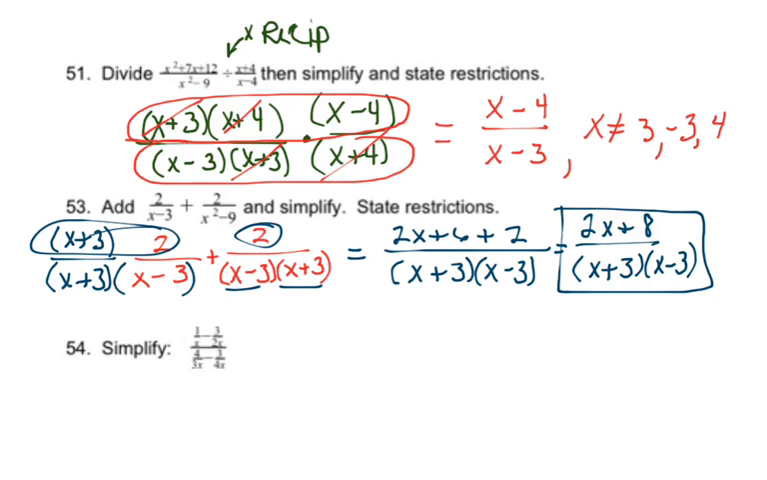Finally, problem 54, we have a complex fraction. We've got 1 over x minus 3 over 2x, divided by 4 over 3x minus, I believe it's 3 over 4x. So I'm going to bust this thing out here and do it on a blank page.